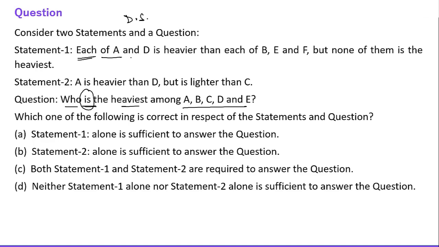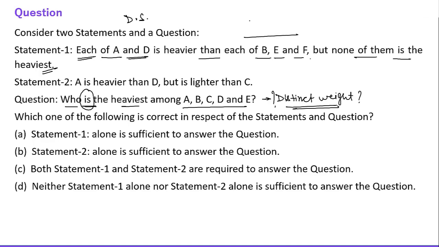Statement number 1 says each of A and D is heavier than each of B, E, F, but none of them is the heaviest. All right. See everyone, the question is not saying A, B, C, D, E have distinct weight. So from the first statement, we can say A and D may be equal, and they are heavier than B, E, F, right?